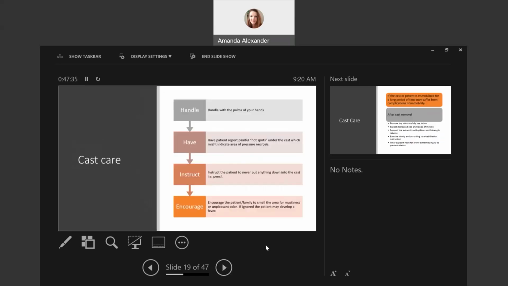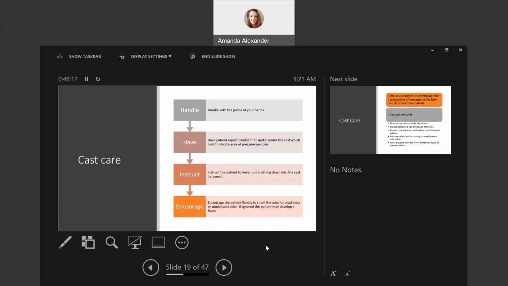Okay. Cast care. Now, this is important stuff here because you are probably going to be educating your patient on the cast care. When we're discussing cast, there's some specific things that you need to understand. Plaster, fiberglass, and air casts are used to immobilize bones and joints and correct alignment after fracture or injury. Some of the interventions are keeping the cast and extremity elevated.